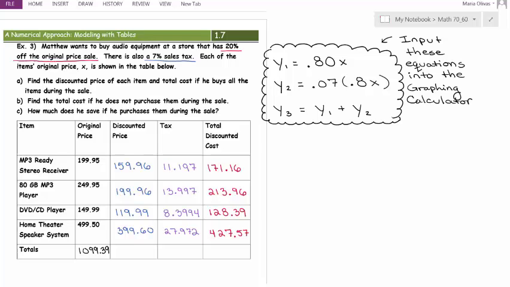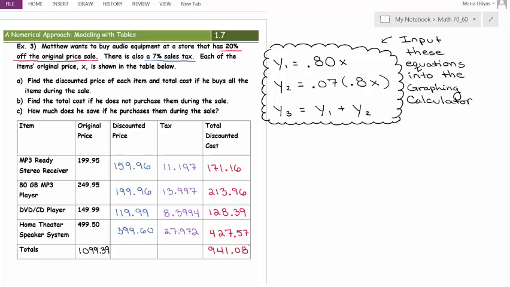Alright, but before I do that, let me go ahead and find the total of the discounted items, the column in red. So if I add 171.16 plus 213.96, 128.39 plus 427.57, I get $941.08. Okay, so now to answer that part B, find the total cost if you did not purchase them during the sale, I'm going to have to find the tax on the original price items.